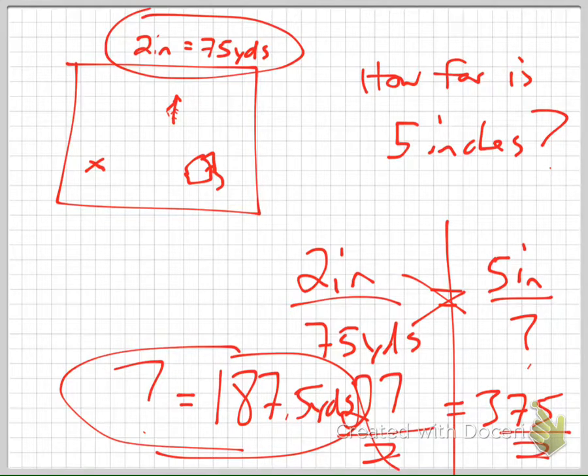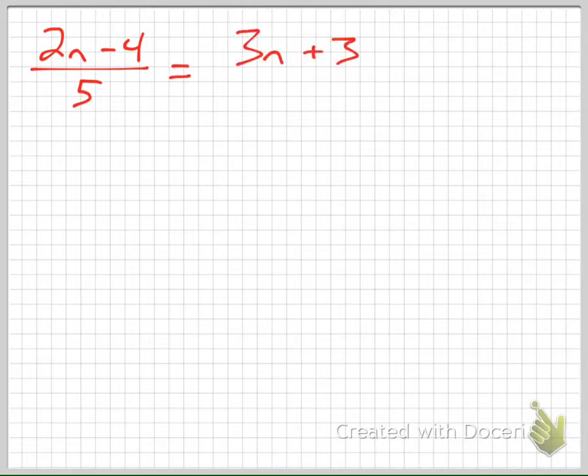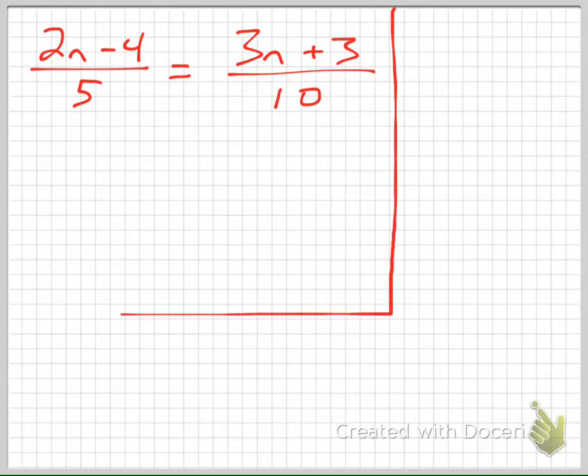Makes sense? Okay. I'm going to give you guys a small little couple of practice ones to do. They're going to be nice. Hardest one on the page. Here we go. 2n minus 4 over 5 equals 3n plus 3 over 10. There's that one. You do that. And then I want you to do, on my map, right, X marks the spot.